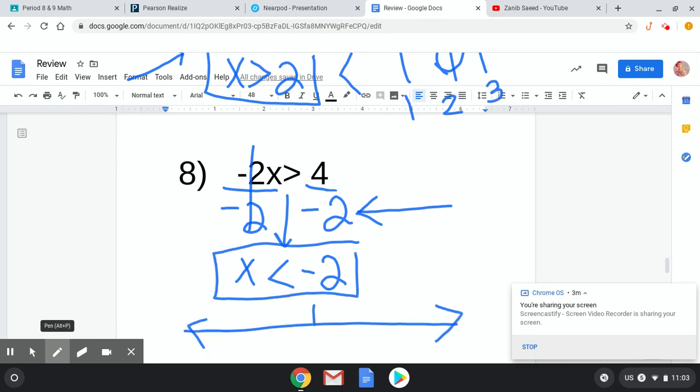Make our number line. We have a negative 2, a negative 1, a negative 3. Open circle to our left. All right, that's it.